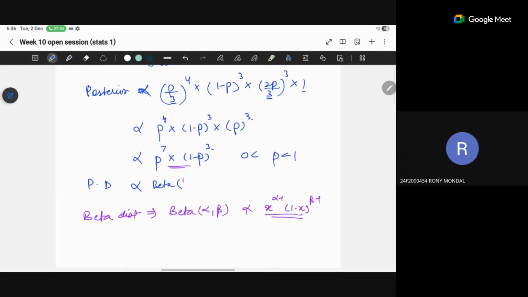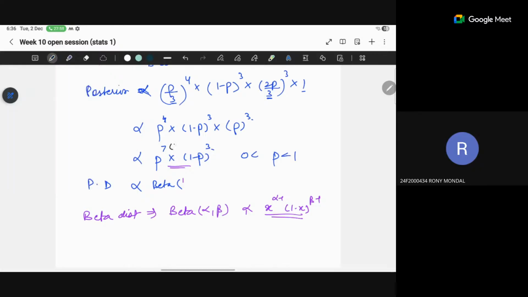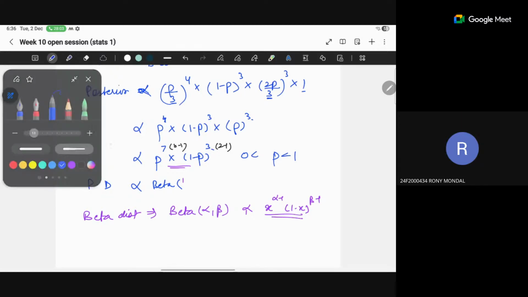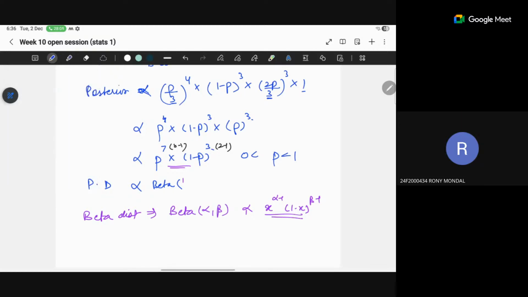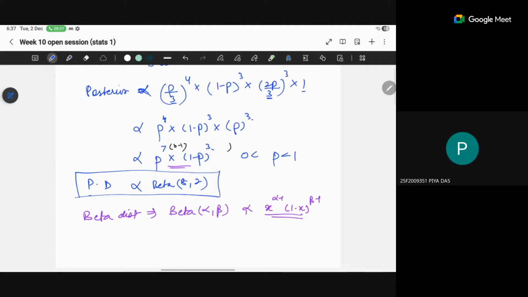So if you compare, you get that I can write this as a beta distribution. What will be my alpha here? I can write 7 as 8 minus 1 and 3 as 4 minus 1, correct? So my alpha will be 8 and my beta will be 4. So my posterior distribution is Beta(8, 4). Ma'am, 3 will be 4 minus 1? Oh, sorry. Yeah. Correct.